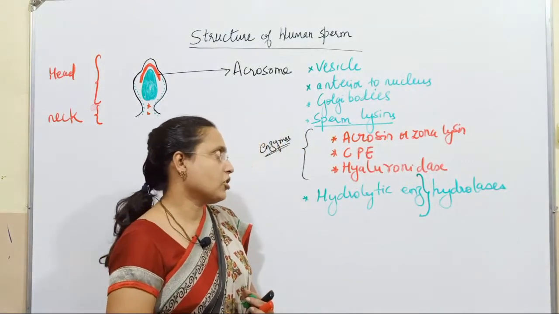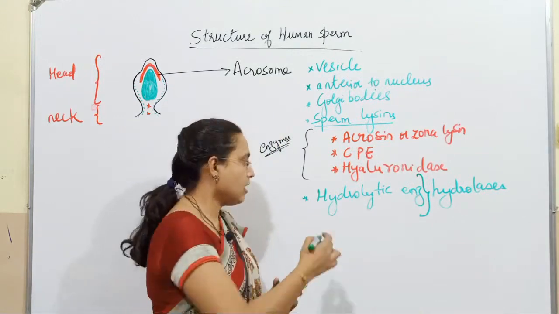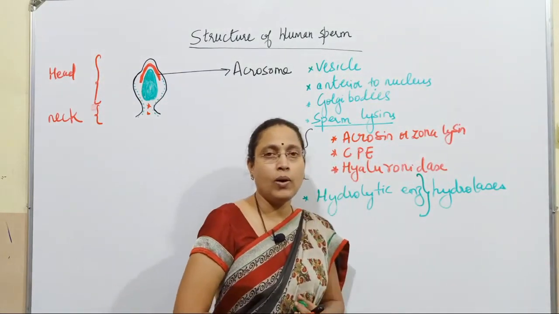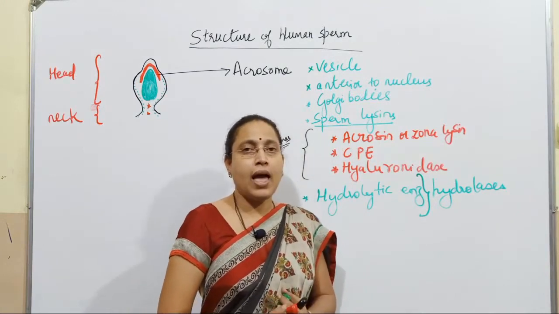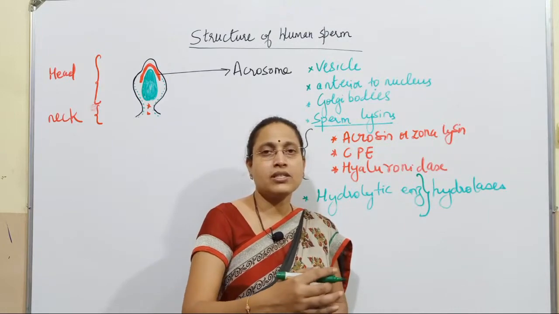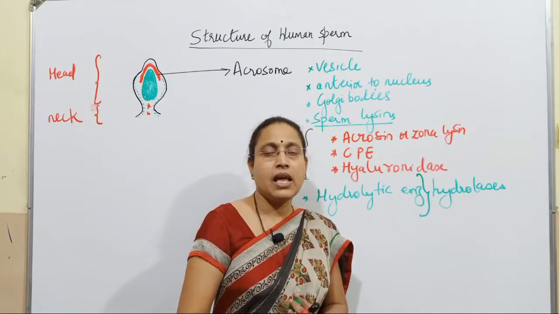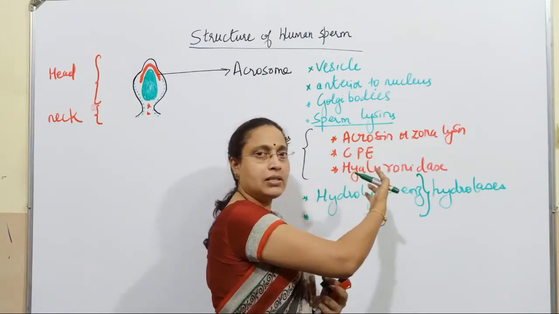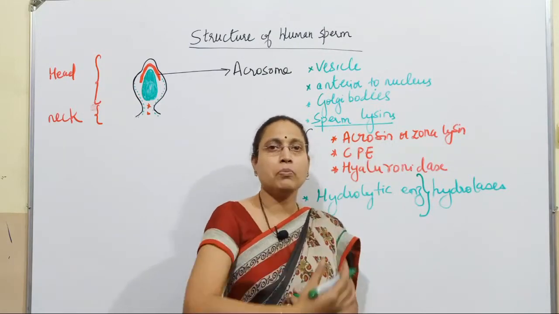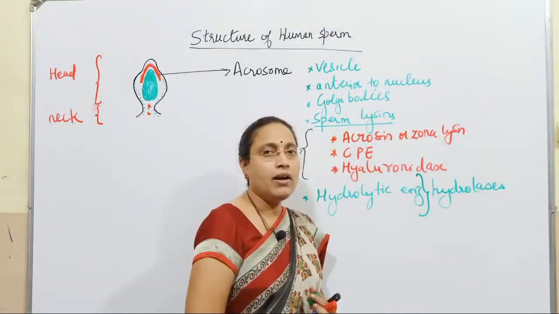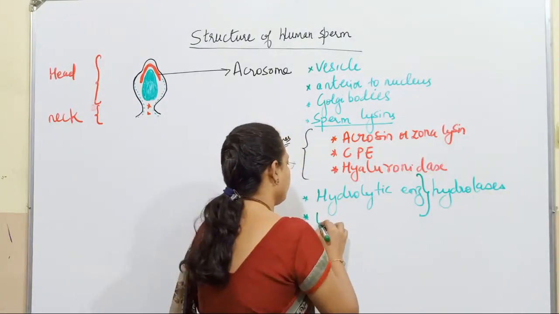Now, what is the function of sperm lysins? These sperm lysins help to penetrate the ovum during fertilization. As the sperm fertilizes the ovum, the sperm has to cross the various egg membranes, and to cross those membranes, these three main sperm lysins are important for fertilization.